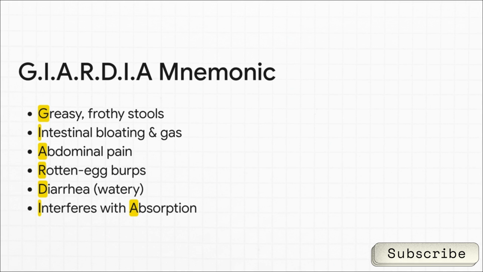So how do you remember the symptoms of Giardiasis? Easy. The name of the parasite tells you everything you need to know. Just remember Giardia. G for greasy, frothy stools. I for intestinal bloating and a lot of gas. A for abdominal pain. R for those really characteristic rotten egg burps. D for diarrhea, which is watery and non-bloody. And the last IA reminds you that it interferes with absorption.